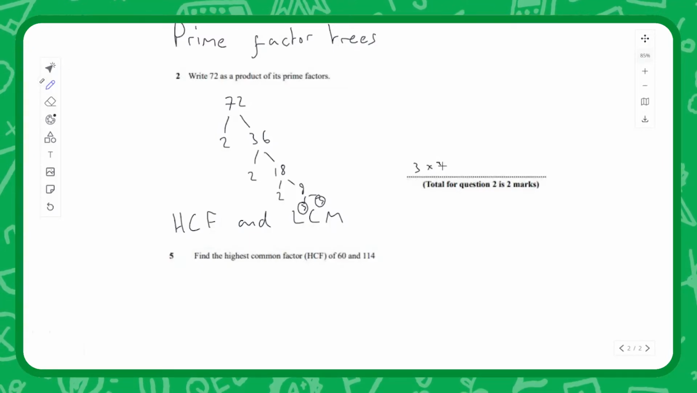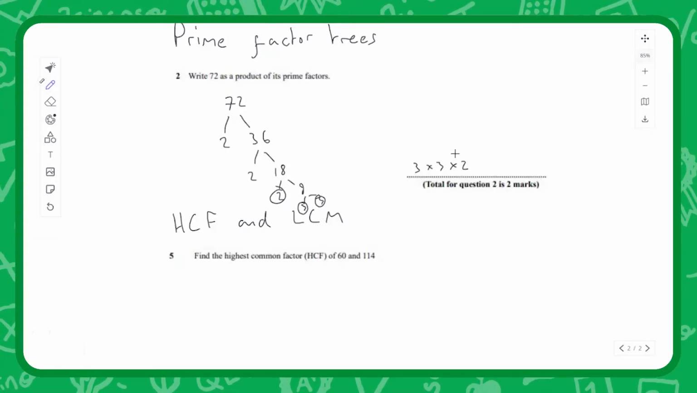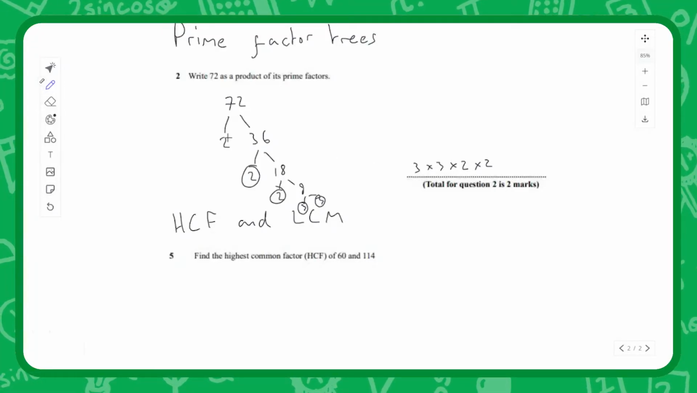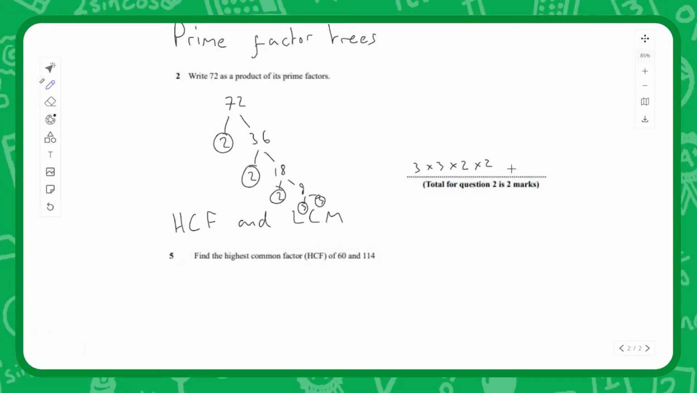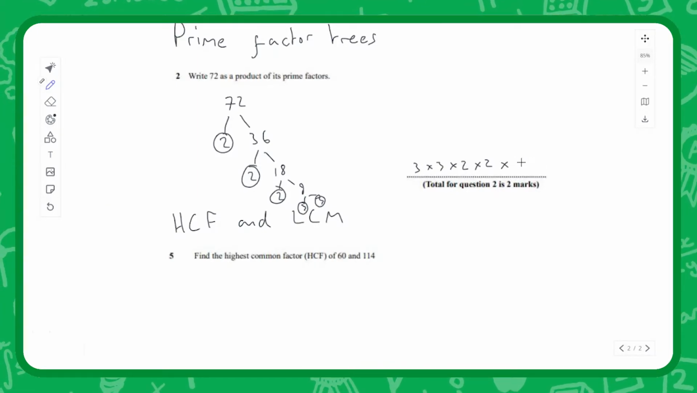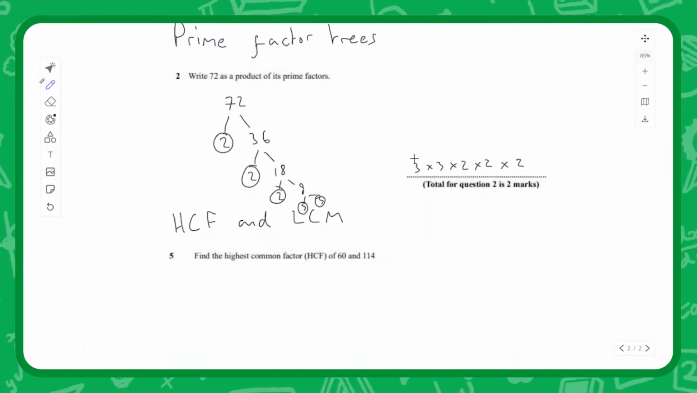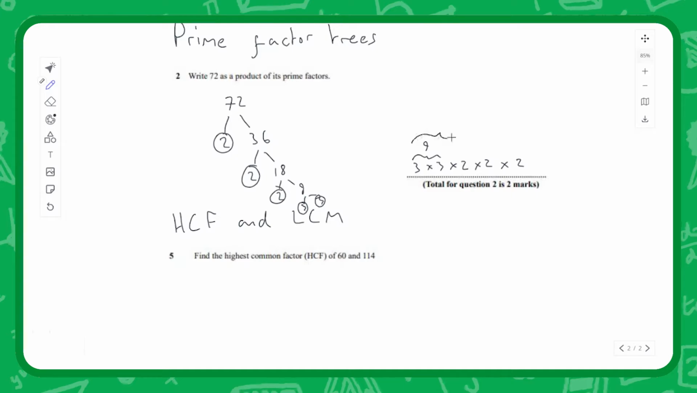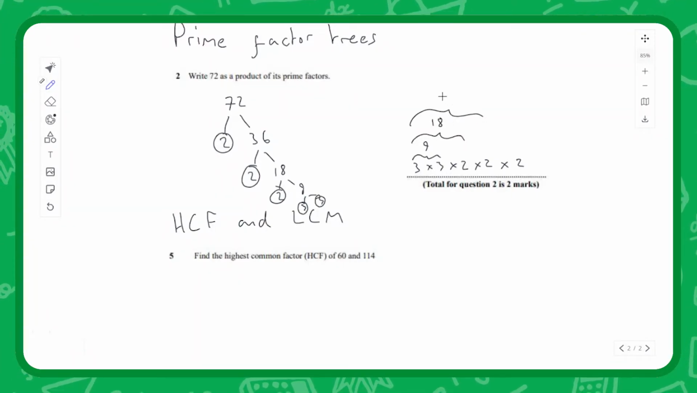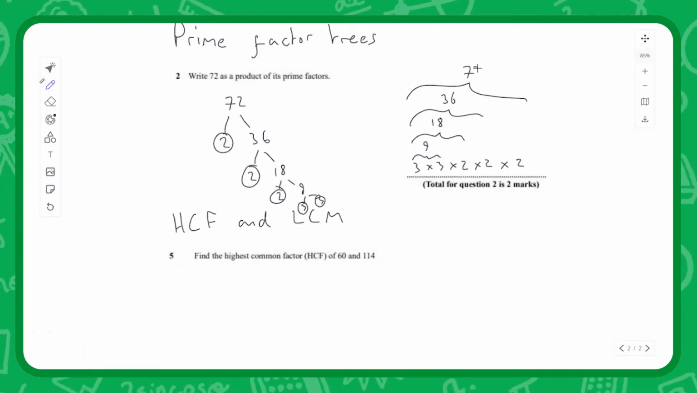So I know that I can do 3 times 3 to get 9. I can then times that by 2, and that gives me 18. I can times this whole thing by 2, and that gives me 36. And I can times that whole result by 2, and that gets me back to 72. So that gives me 9, the next up gets me to 18, the next up gets me to 36, and the entire thing gives me 72.